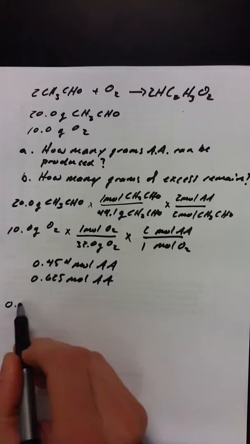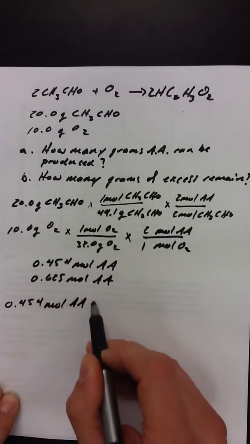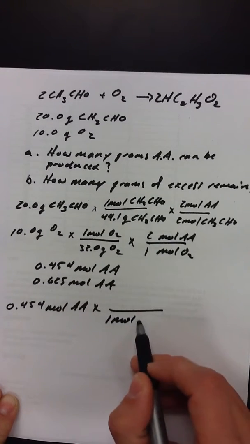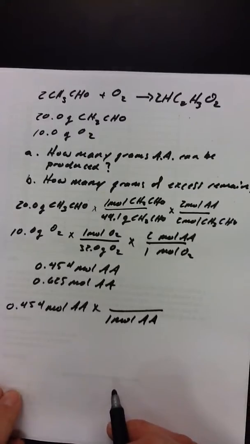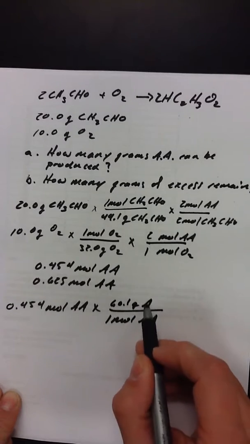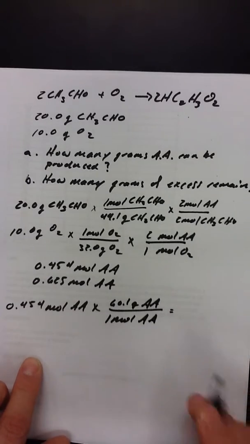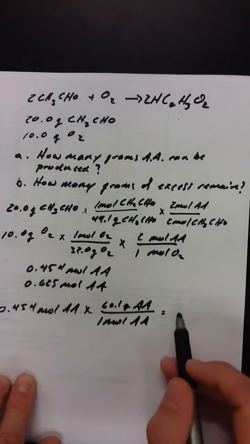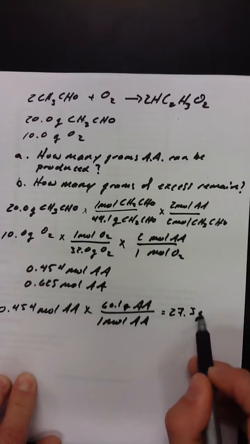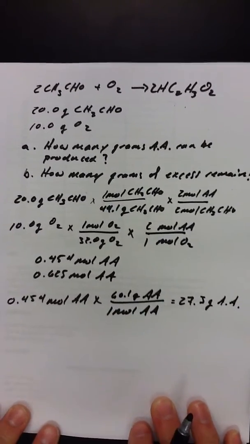We're almost there. We just need one more quick conversion. So we start with 0.454 moles of acetic acid and convert that over to grams. We say that 1 mole of acetic acid weighs approximately 60.1 grams. Notice that moles and moles cancel. We're left with grams. When we do this calculation, we should get 27.3 grams of acetic acid. So that takes care of part A.